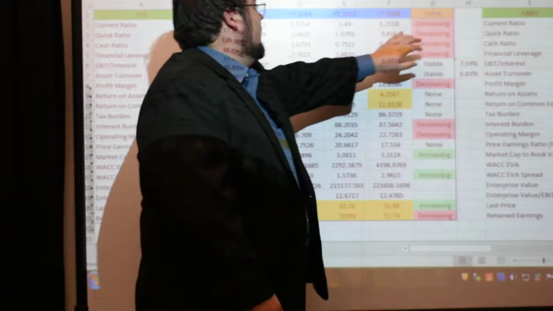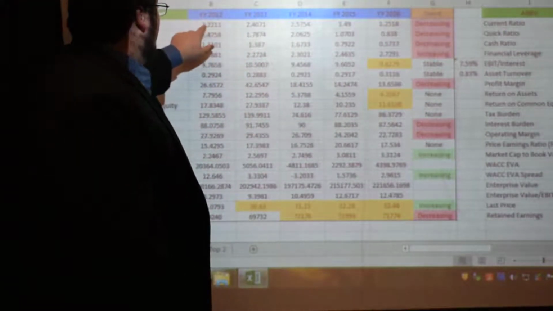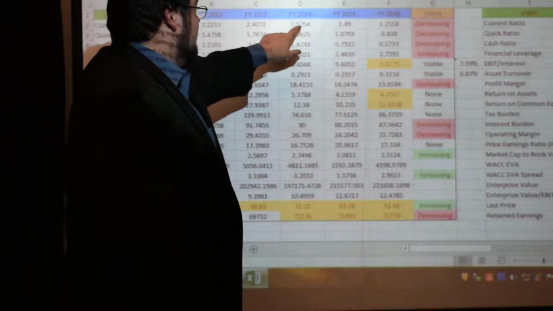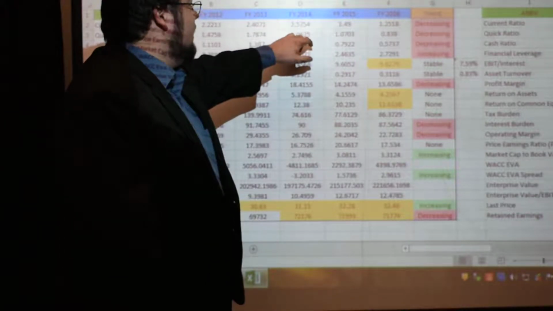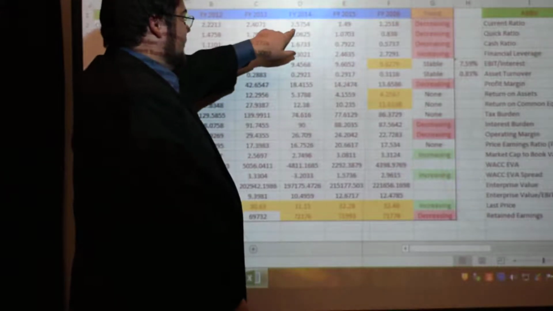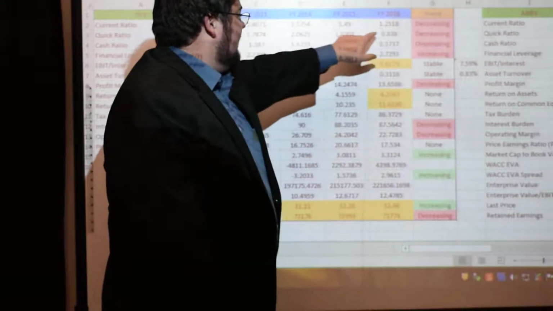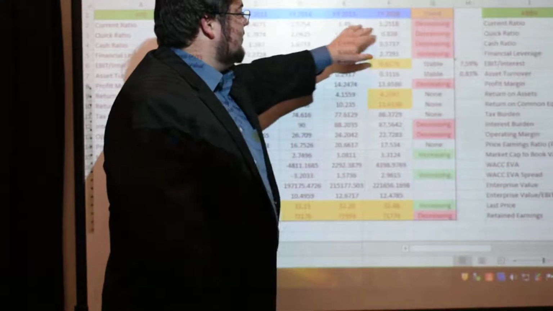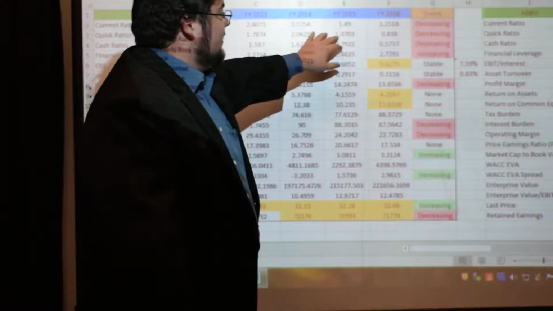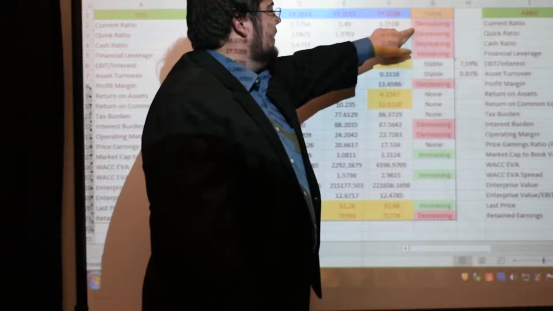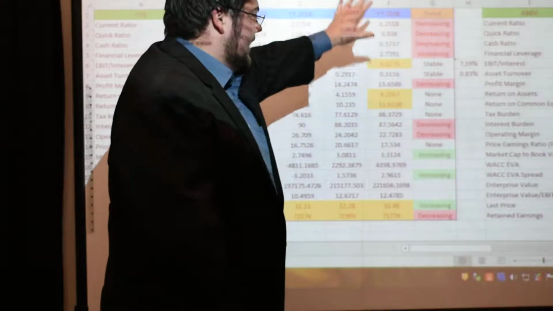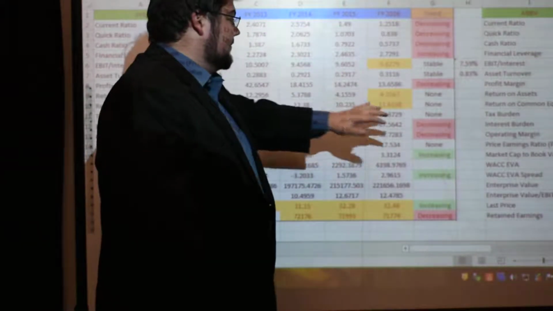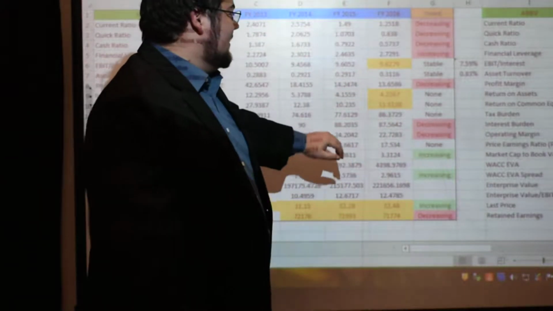For example, here, we have a decreasing current ratio, 2.2, 2.4, 2.5. So here it was going up, but this is a 3-year trend. So we have a 2.6, 1.5, and 1.25. So between those 3 years, it's decreasing. Because it's decreasing, we marked it as such and then colored it red. So that's just in general how our trends go. Sometimes there's no trends, sucks sometimes.